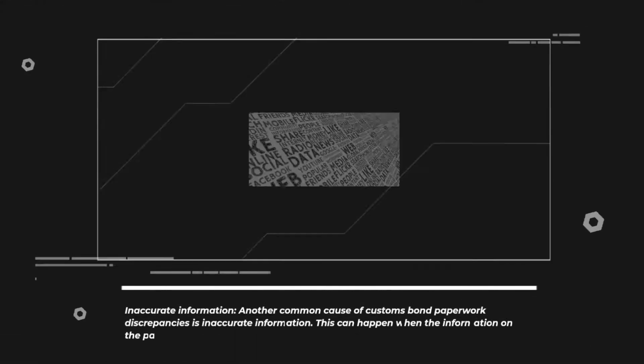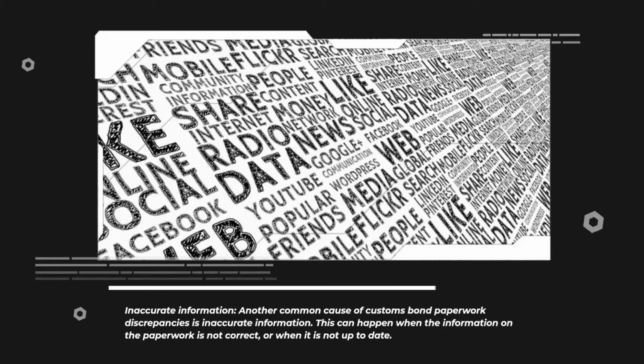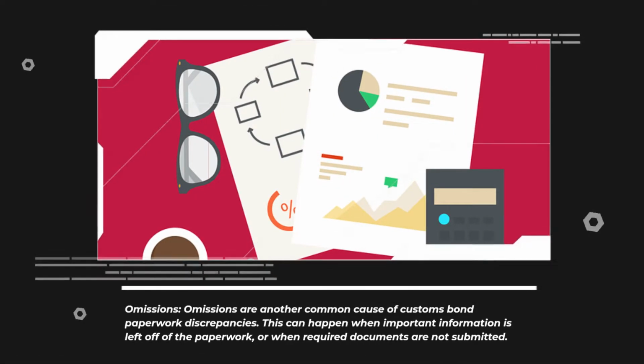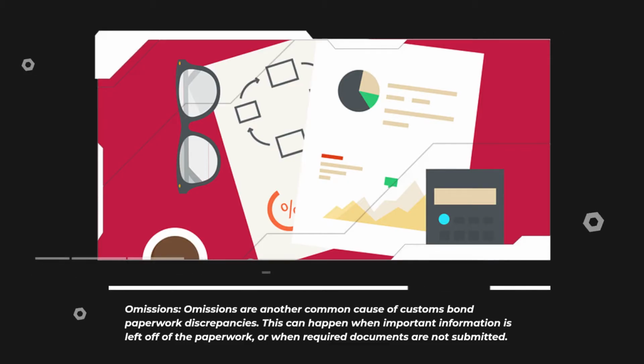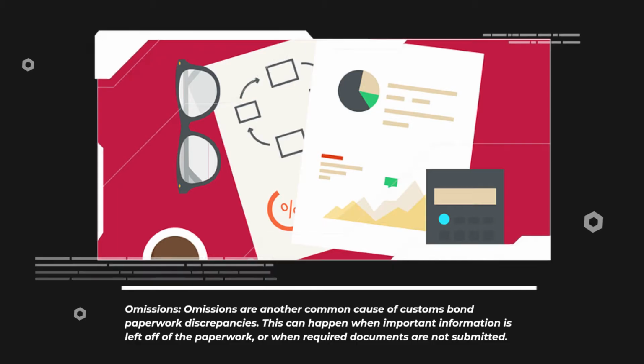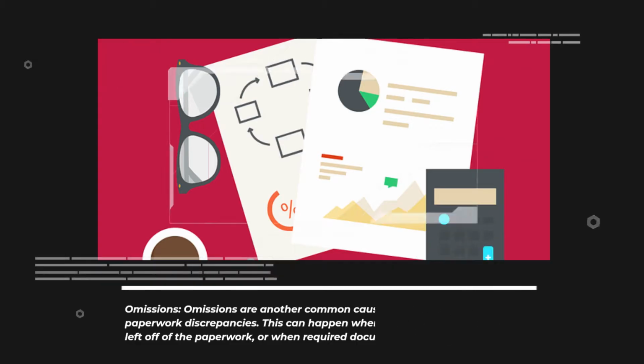Inaccurate information. Another common cause of customs bond paperwork discrepancies is inaccurate information. This can happen when the information on the paperwork is not correct, or when it is not up to date. Omissions. Omissions are another common cause of customs bond paperwork discrepancies. This can happen when important information is left off of the paperwork, or when required documents are not submitted.